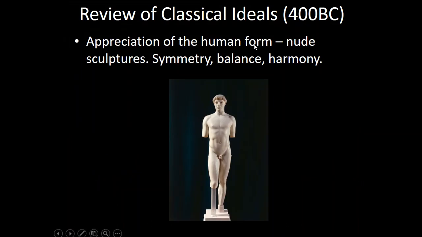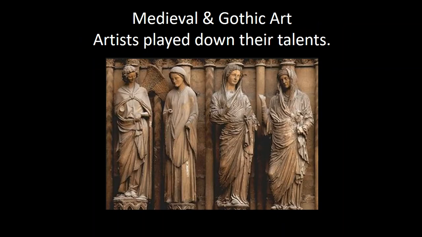All right, so back in Fine Art A, we talked about classical art, which was back in, like 400 BC. So it was a long time ago. And the classical ideals were the appreciation of the human form. There were lots of nude sculptures. Everything was about symmetry and balance and harmony. Okay? That's where we see all those ancient Greek columns, things like that, the Parthenon.